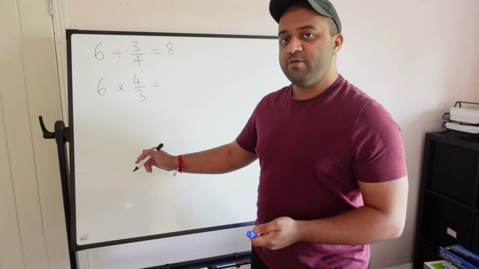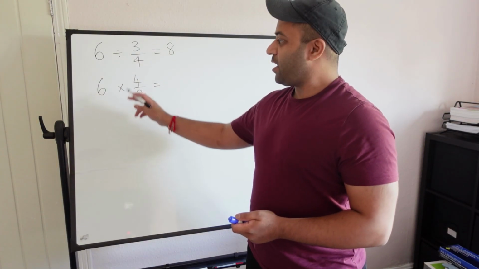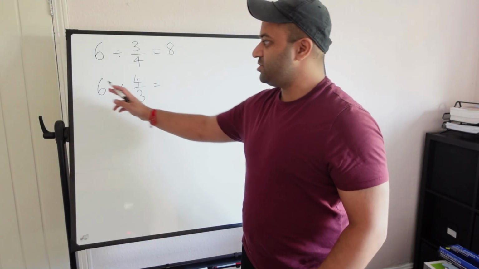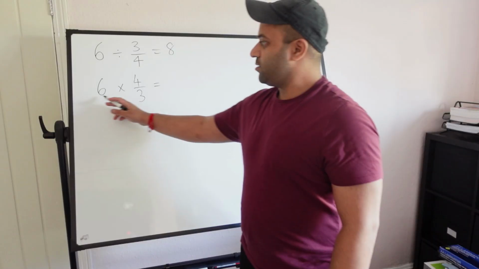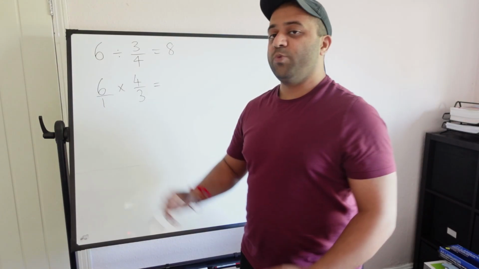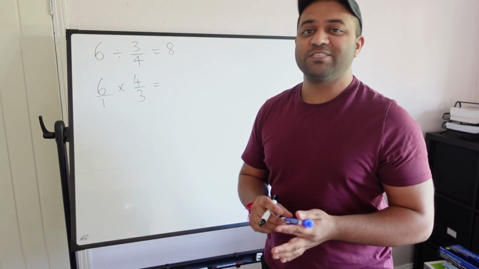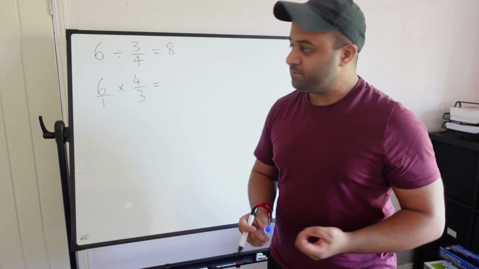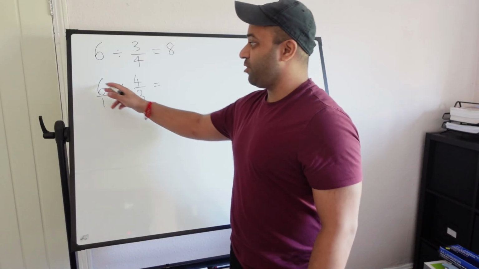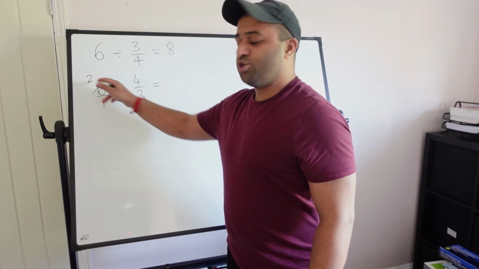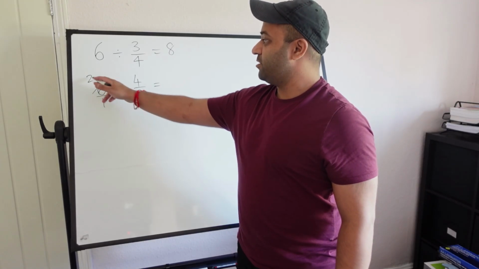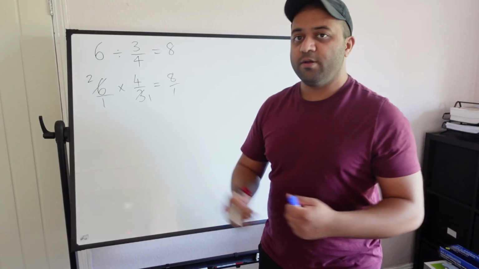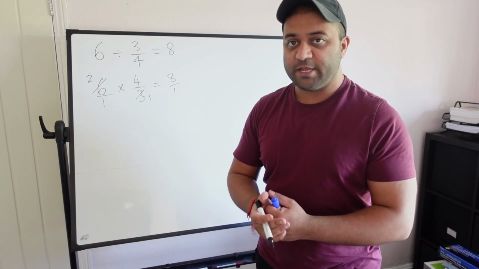We can do the 6 multiplied by the 4/3 by dividing the 6 by the 3 in the same way we looked at the fractions multiplying together. 6 over 1, if you want to write it as a fraction to help you out, you can do it that way. Then you can cancel the 6 and the 3 to get 2 and 1, and then the 2 multiplied by the 4 is the 8, and the 1 times the 1 is 1. 8 over 1, which is equivalent to 8.